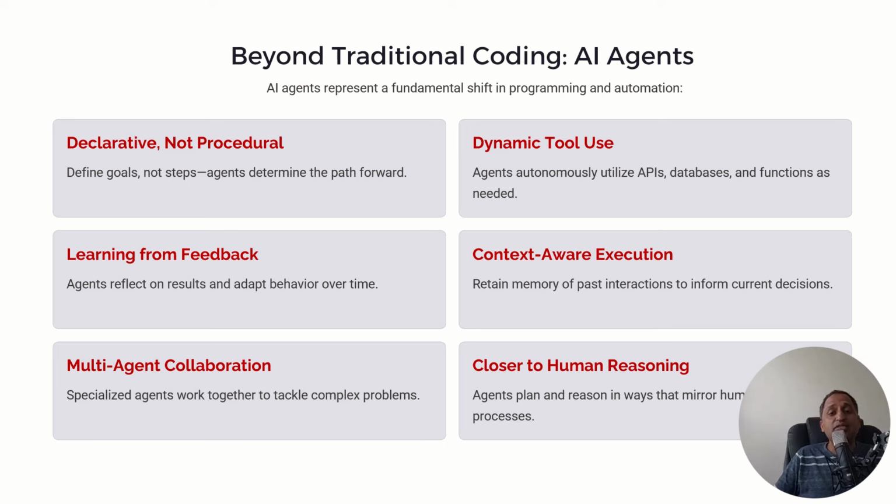Okay, so it can retain the memory, and it knows the context. Another one is multi-agent collaboration. We don't have to build one super agent which does everything. You can build specialized agents.